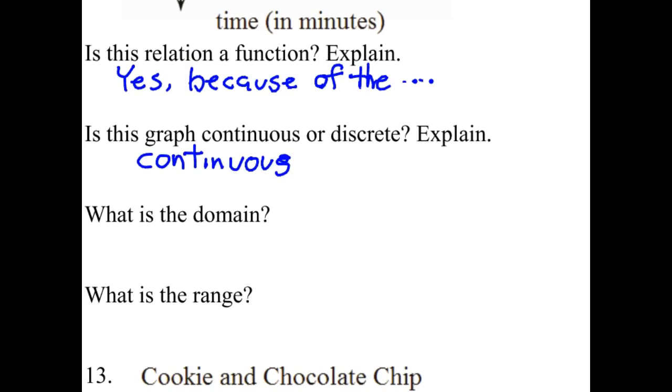And so we write that domain is going to be from 0 to 20. And domain is x, so I'm going to use an x. And the range is from 0 to 10. And that's on the y-axis, so I'm going to use the y variable.